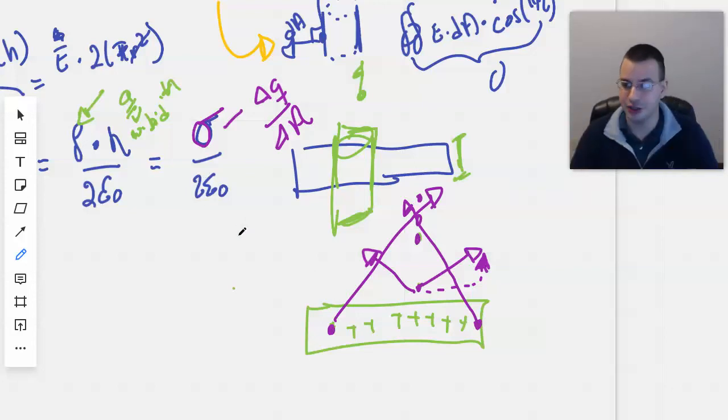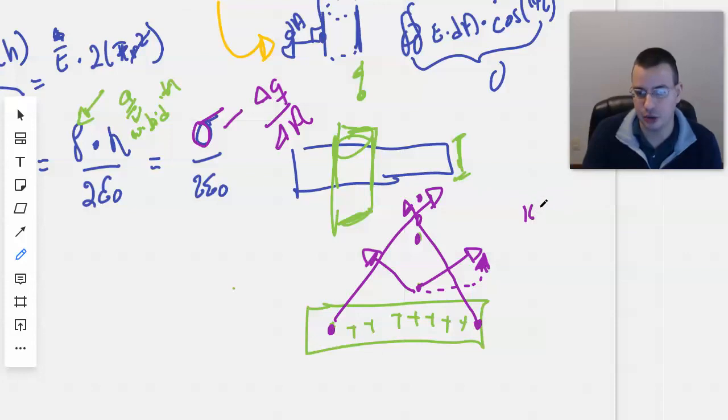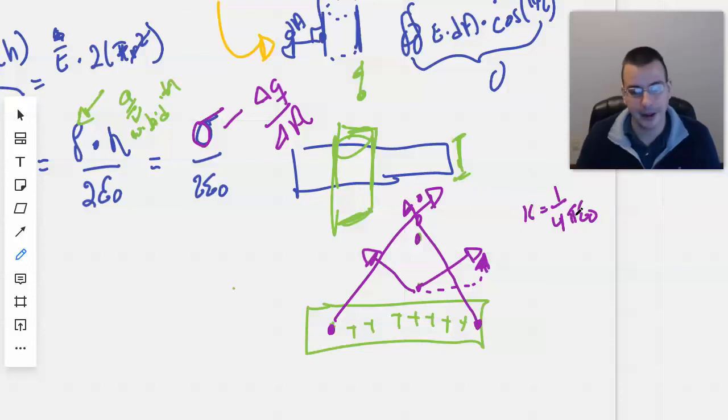And epsilon naught is of course related to K, where K equals 1 over 4 pi epsilon naught. Oh, it looks like a 9, it's supposed to be a 4. Yep.